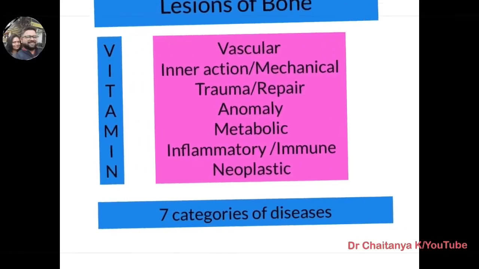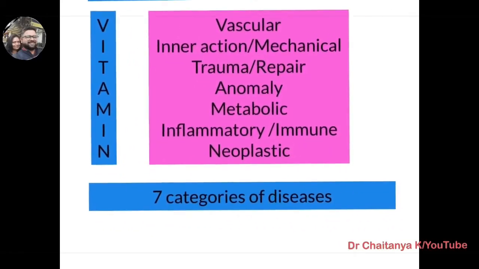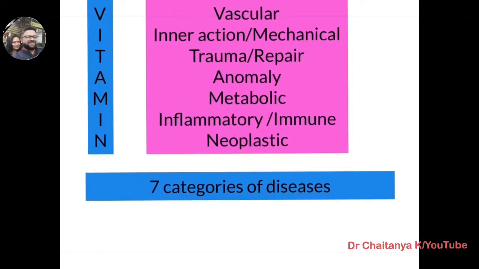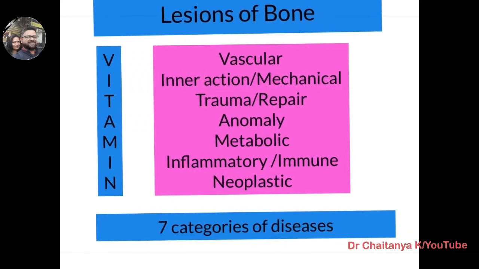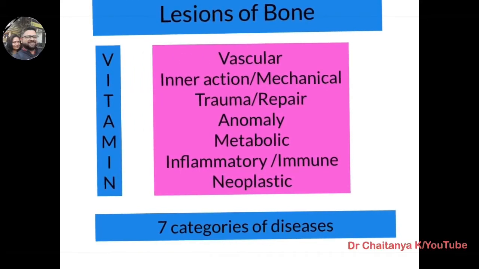vascular, inflammatory, trauma, anomaly, metabolic disorders, immune, neoplastic. These are the 7 categories basically by which you can divide the bone lesions. Out of this, you have only 2 for practical, that is the inflammatory lesions and the neoplastic lesions.